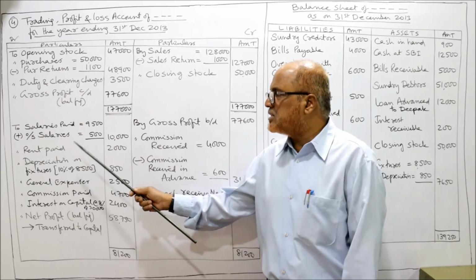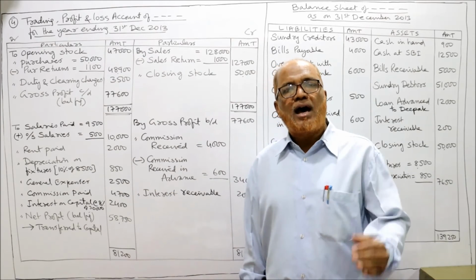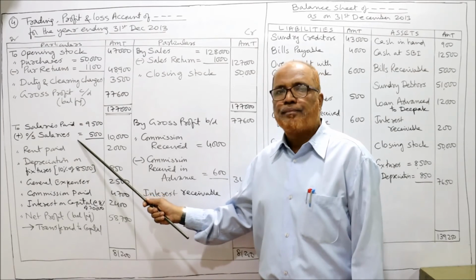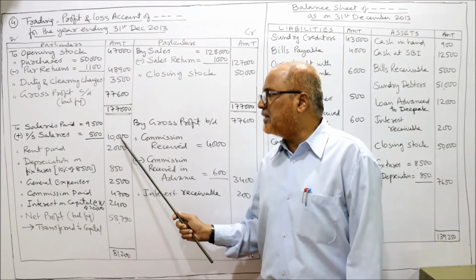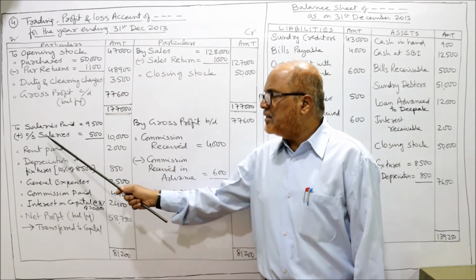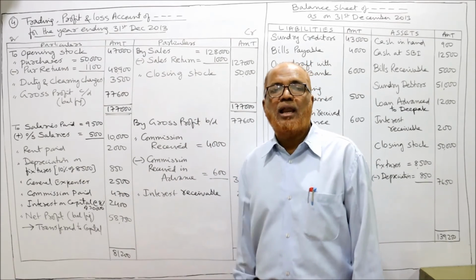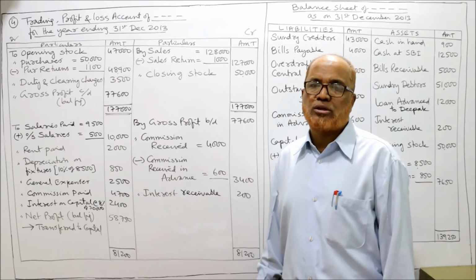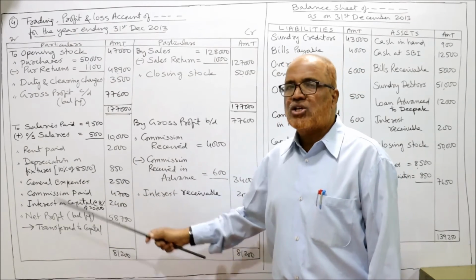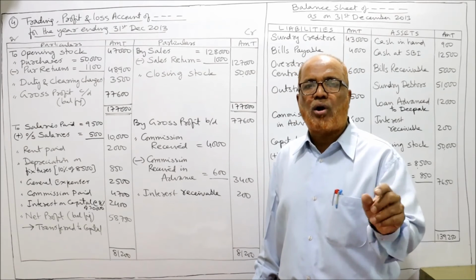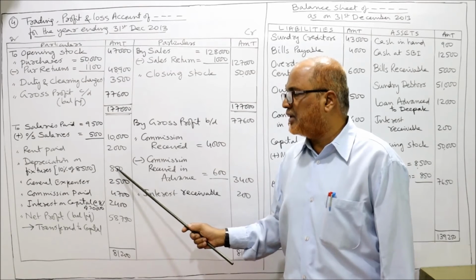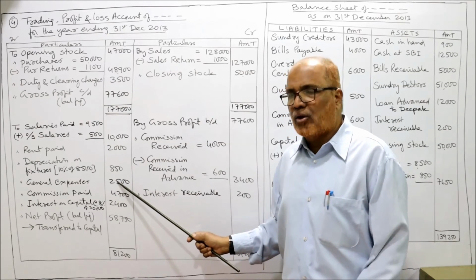In the trial balance, salaries paid are given 9,500. In the adjustment, it is saying salary outstanding 500. So 9,500 plus 500, 10,000 rupees are the total salaries for the year. Again, this outstanding salary will be shown on the liabilities side of the balance sheet. Then rent paid, no adjustment. Depreciation on fixtures, 10% on the value of fixtures. Value of fixtures is 8,500, 10% is 850. General expenses 2,500, no adjustment.